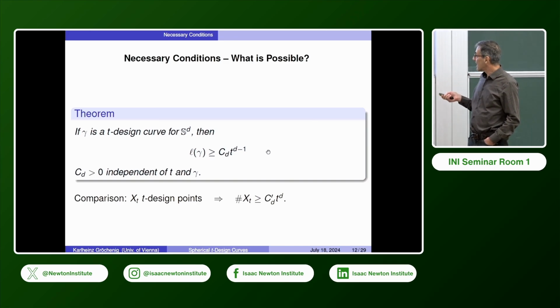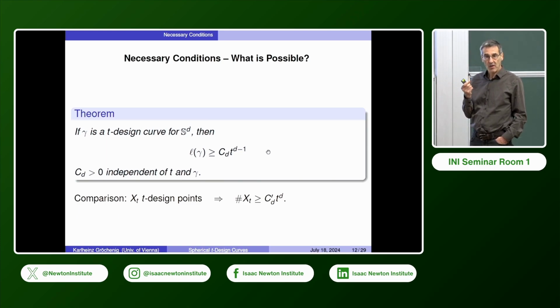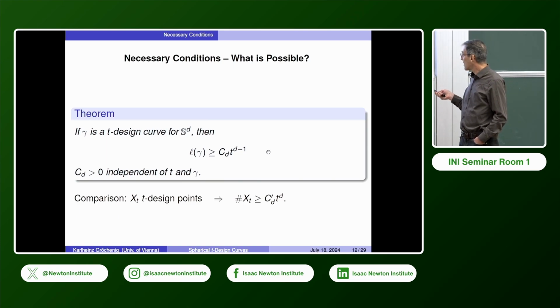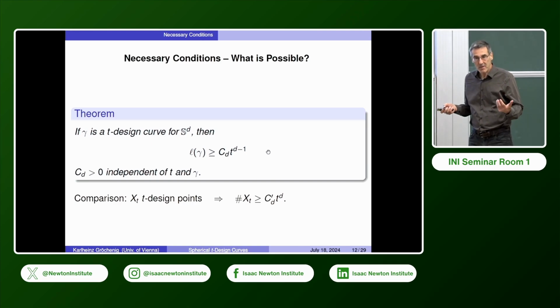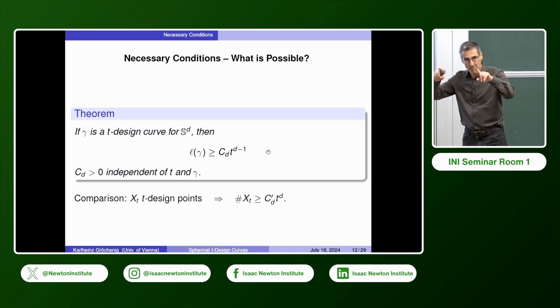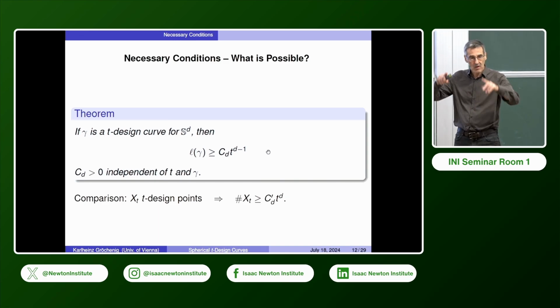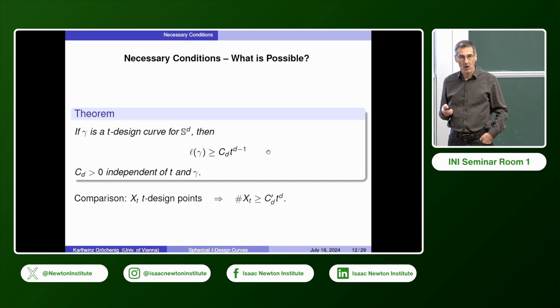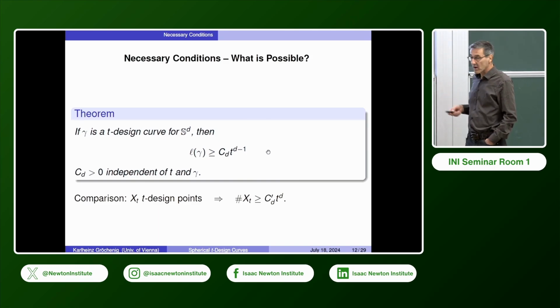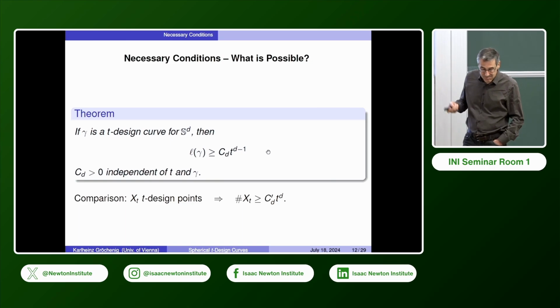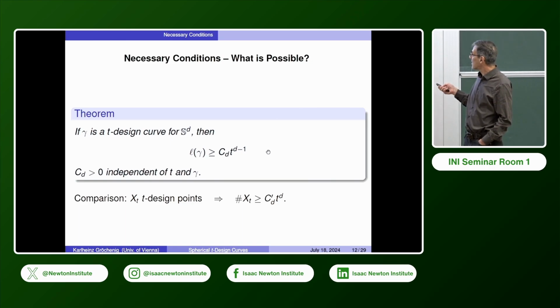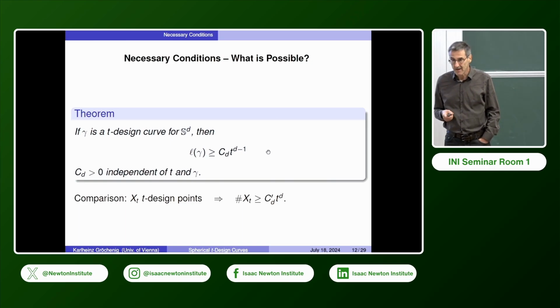If you compare with T-design points, there the cardinality of a set of T-design points is t to the d. Now this is, well, as a rule of thumb, easy because the dimension of the space of polynomials of degree t is the sum of two binomial coefficients, so it's of the order t to the d. So that's easy to guess. This is less obvious, but what you notice is you lose one power here.